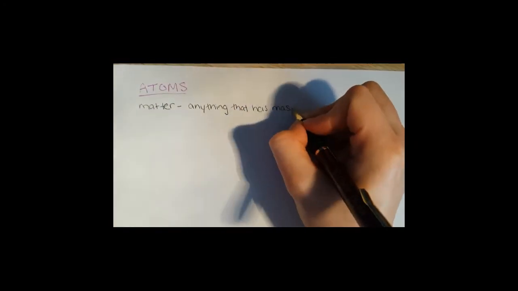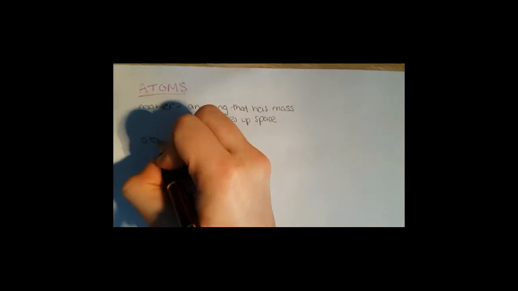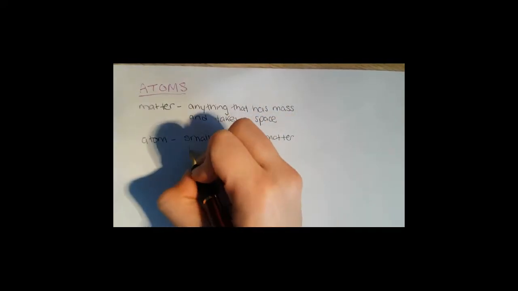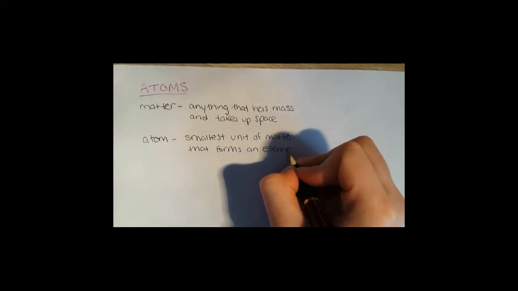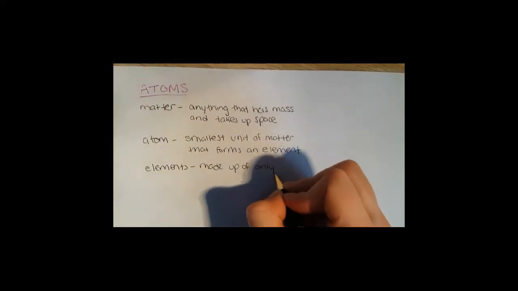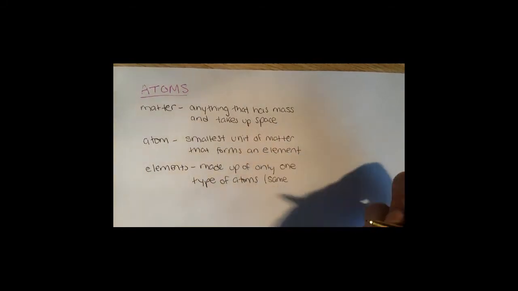This video is a brief recap of atoms. Matter is anything that has mass and takes up space, so everything physical on Earth. Atoms are the smallest unit of matter that form an element, and elements are made up of only one type of atom, and they have the same number of protons. Everything on Earth is made up of some of these elements in different orders.